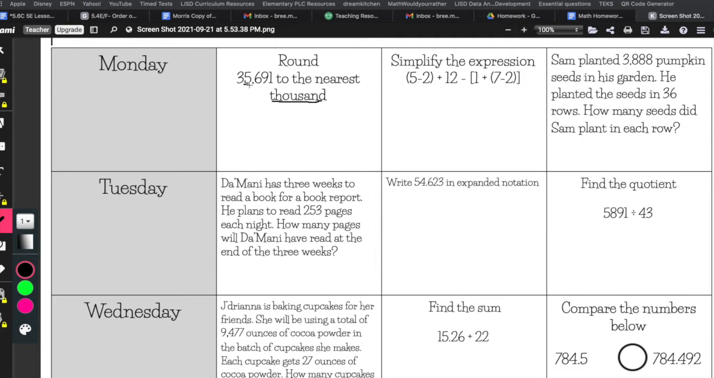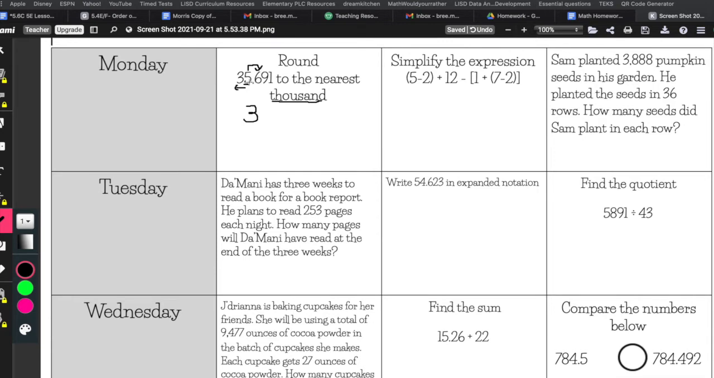So on this first one, we're rounding to the nearest thousand. So I'm going to underline my thousands place. Everything in front stays the same, so I'm going to go ahead and write that. Then I'm going to look right next door. These other digits don't matter. They're not going to affect this, because only this place value right next door is going to affect this.